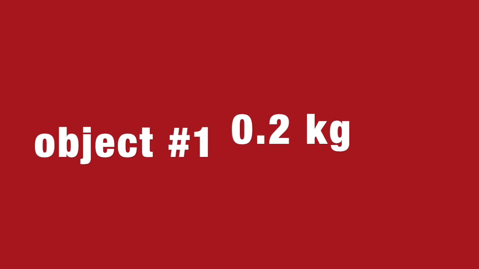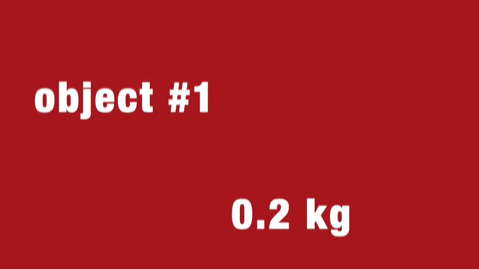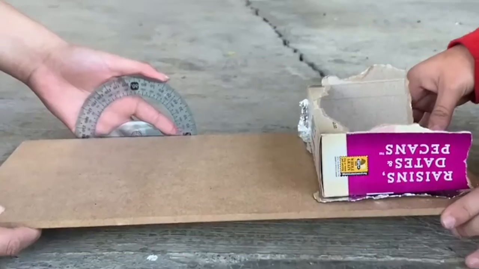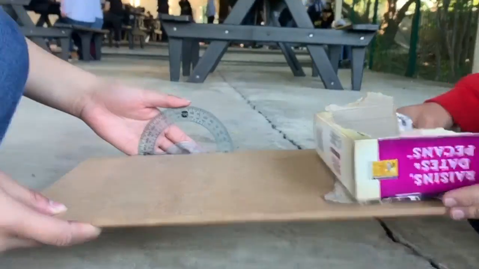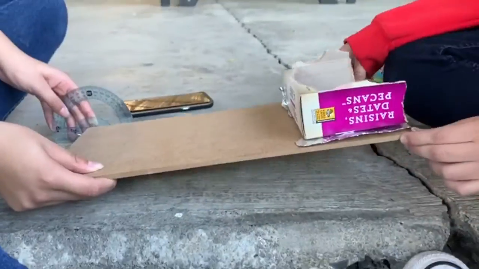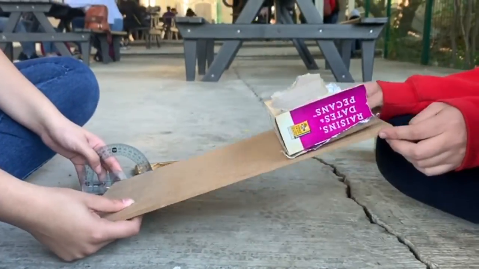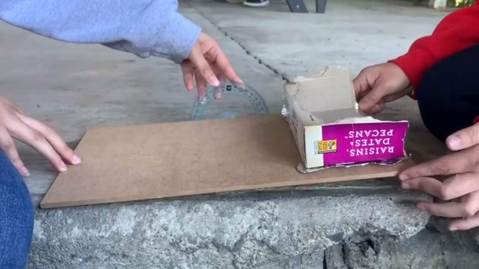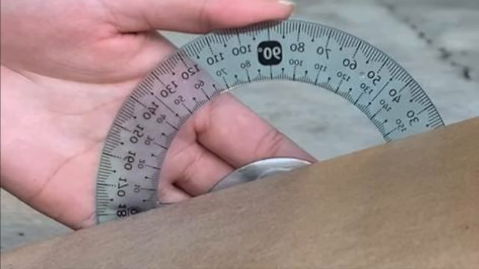For the first weight, which was the one of 0.2 grams, we started elevating the piece of wood until the object started to fall. It started to fall at an average of 20 degrees each time. This means that at this angle, the force that pulled the object down was greater than the friction force acting on it.